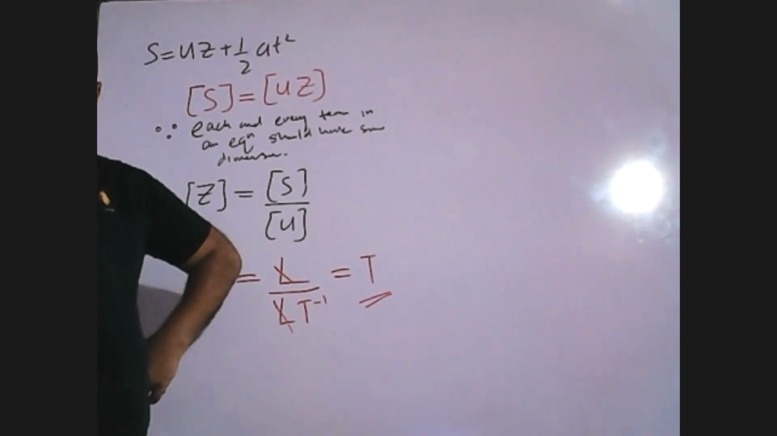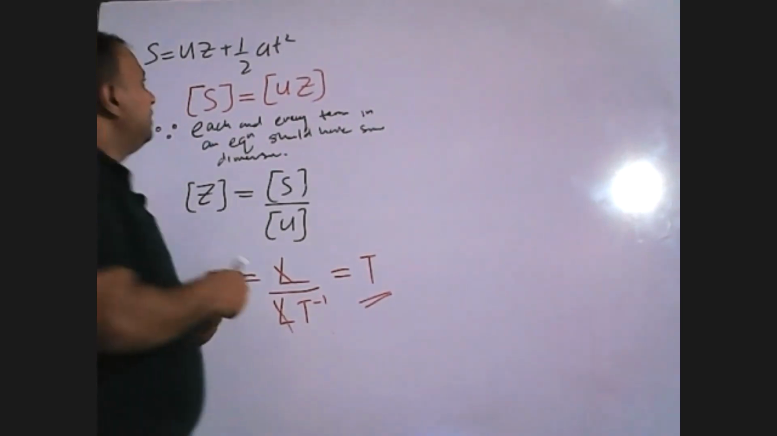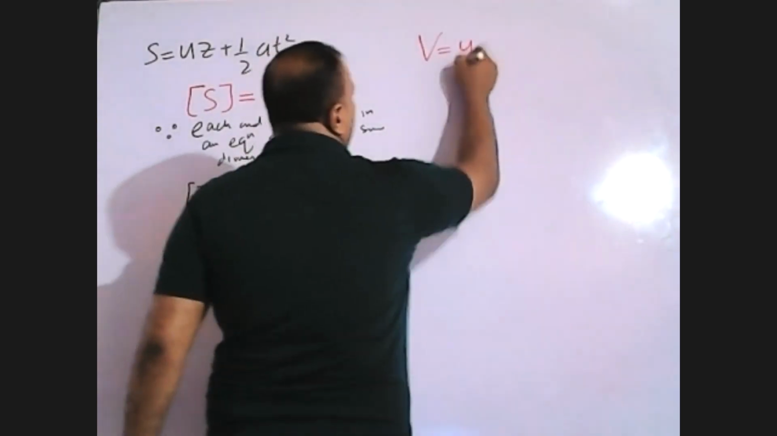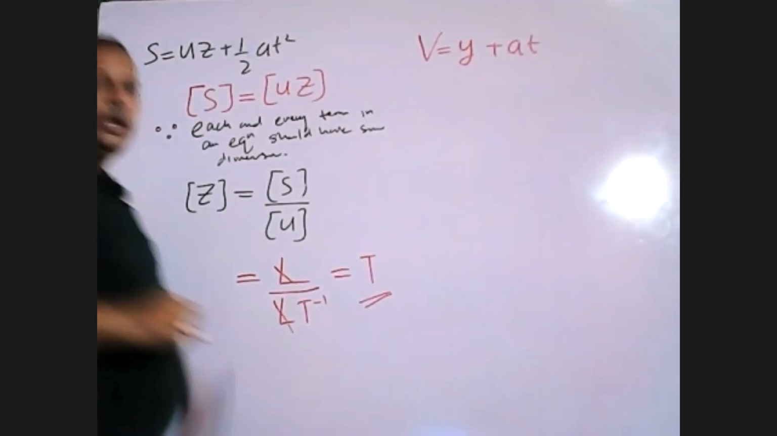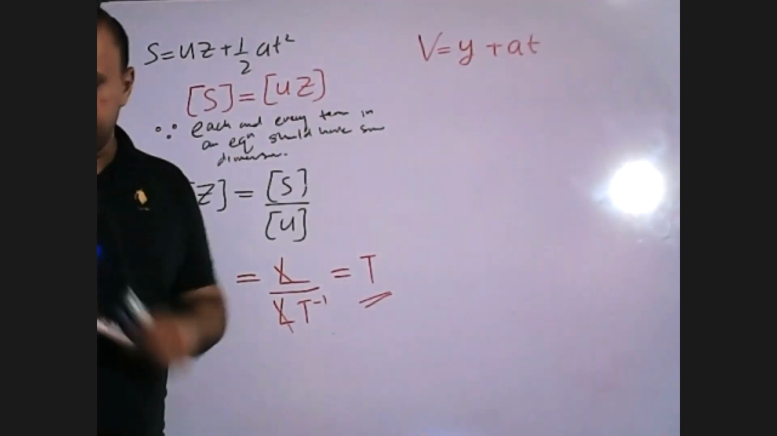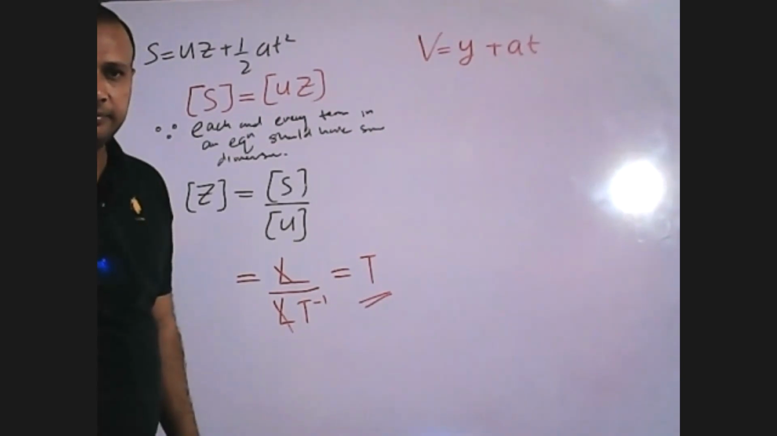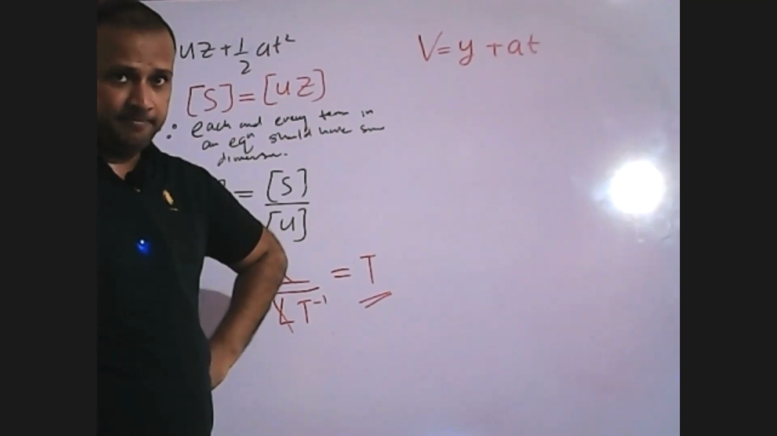Fifth one, V equal Y plus A T. Fifth one, same scenario. V equal Y plus A T. How to do that? Now you have to tell me how to do that. Can you explain me?